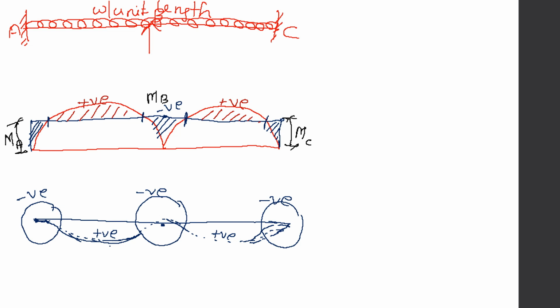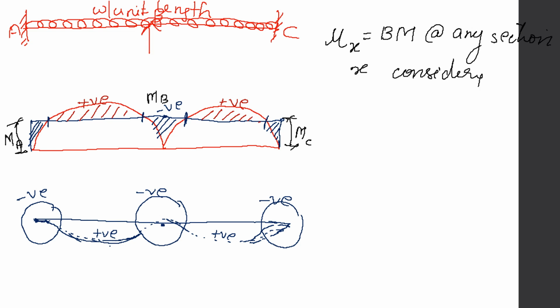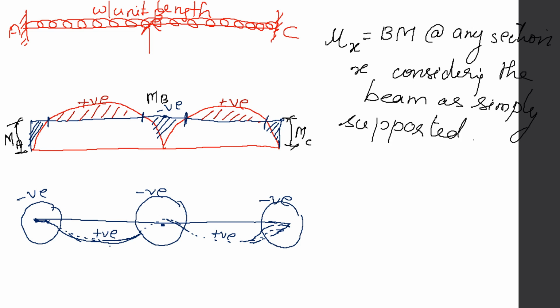So now, let us assume that we will take mu x and mu dash x. So mu x is the bending moment at any section x, considering the beam as simply supported. So if we are considering the beam as simply supported, we know our bending moment diagram is represented by this red color. Okay.